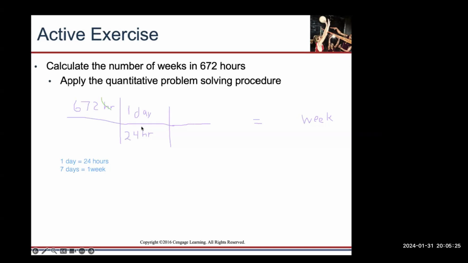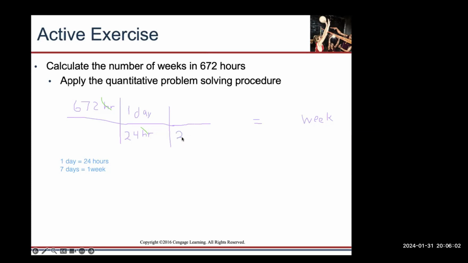So hours cancel out. That would leave us with days, but we don't want days, so we want to get to weeks. So in this case, am I going to put days on the bottom or am I going to put weeks on the bottom? Okay, so we're going to go ahead and put days on the bottom.